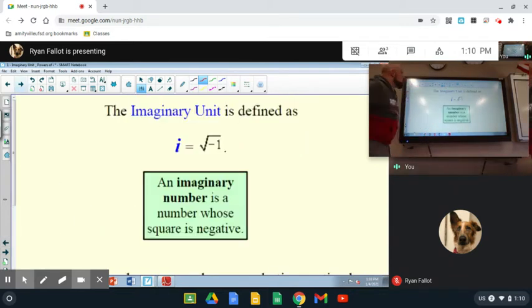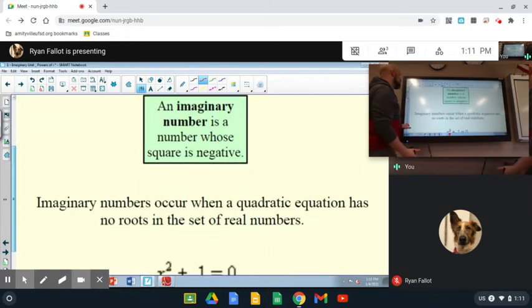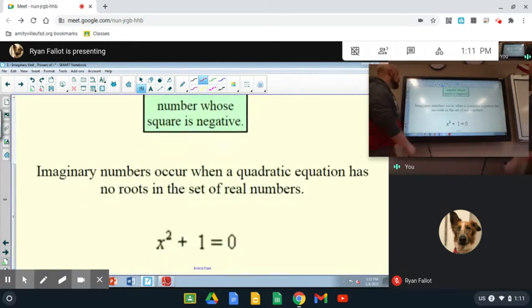All right, so what is the imaginary unit? Radical -1 is defined as the imaginary unit and is denoted by just the lowercase letter i. So an imaginary number whose square is negative is what the imaginary unit is. Where you see it is when you have a negative under the radical. Imaginary numbers occur when a quadratic equation has no roots at all in the set of real numbers.